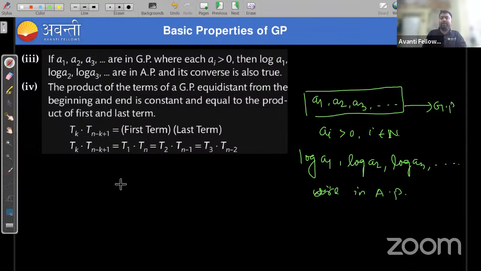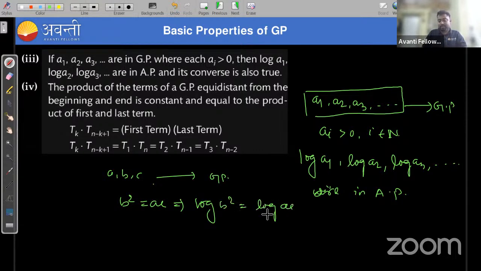Simple, isn't it? Look, B square is equal to AC, right? You can prove it easily. If A, B, C are in GP, that means B square is equal to AC. If we take log on both sides, what will happen? So log of B square is equal to log of AC, right?